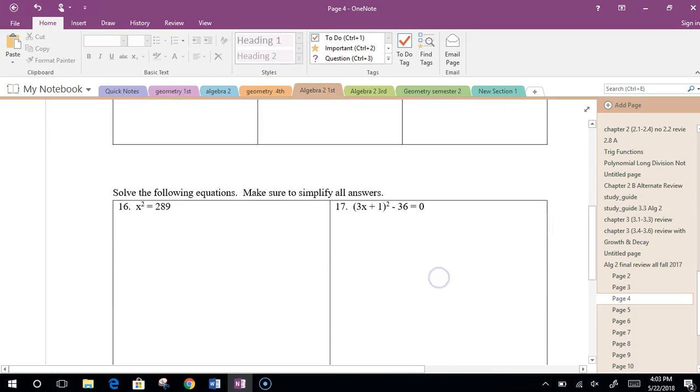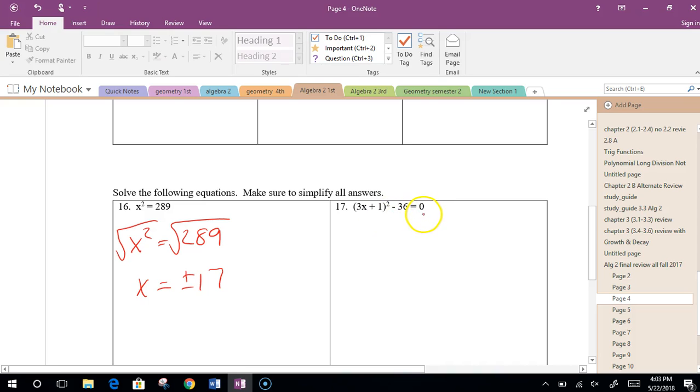Moving on to the next section, this is where we're going to be solving equations involving square roots. So if we have a single variable, x squared equals 289, then the only thing we have to do with this is take the square root on both sides. If we take the square root on both sides, we get x equals plus or minus, well, that happens to be a perfect square, which is 17.